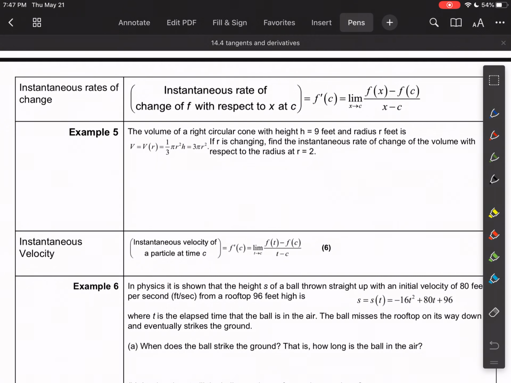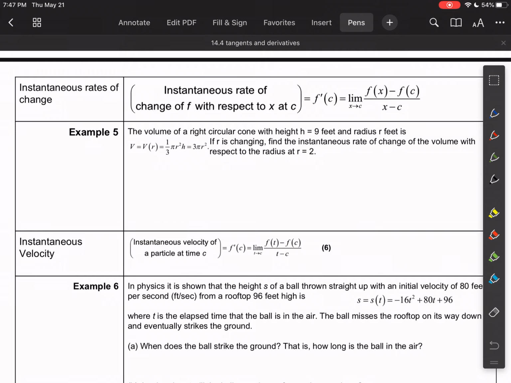All right, pre-calc. Welcome to the last lesson, which is part 2 of 14.4, tangents and derivatives. Buckle up because this gets a little bit heavy with the algebra, but it is very cool stuff. Hopefully you find value in it.